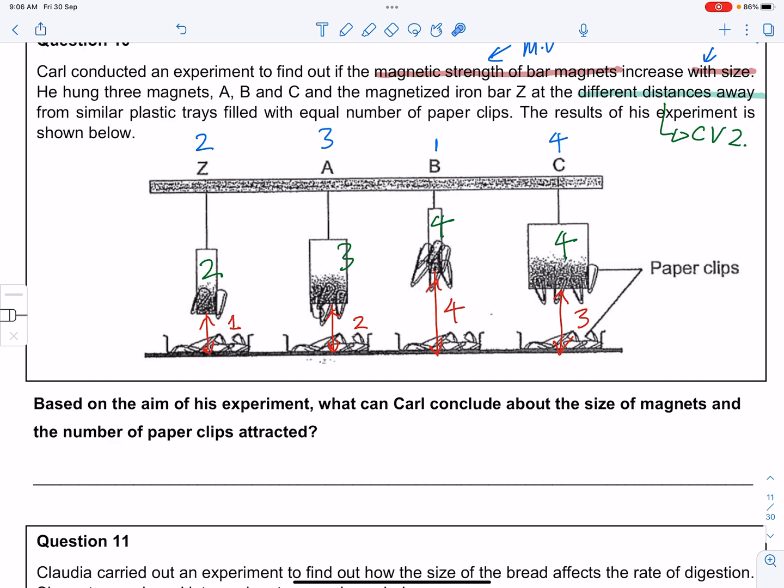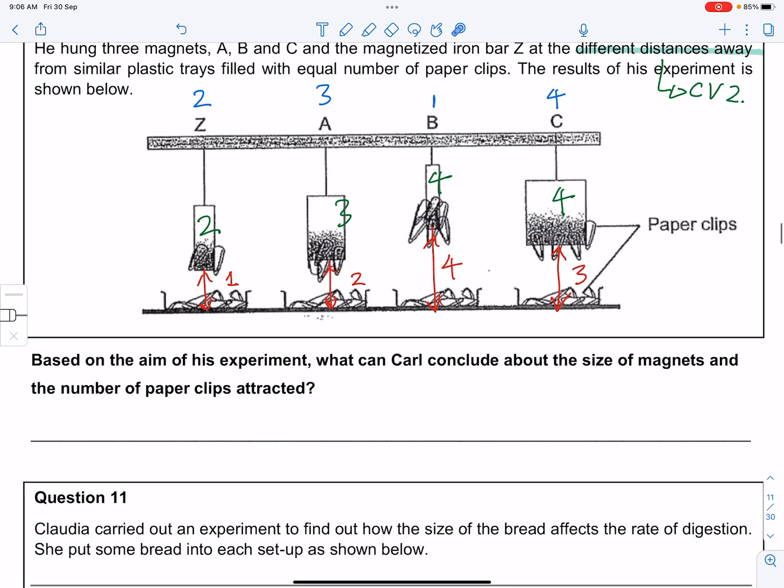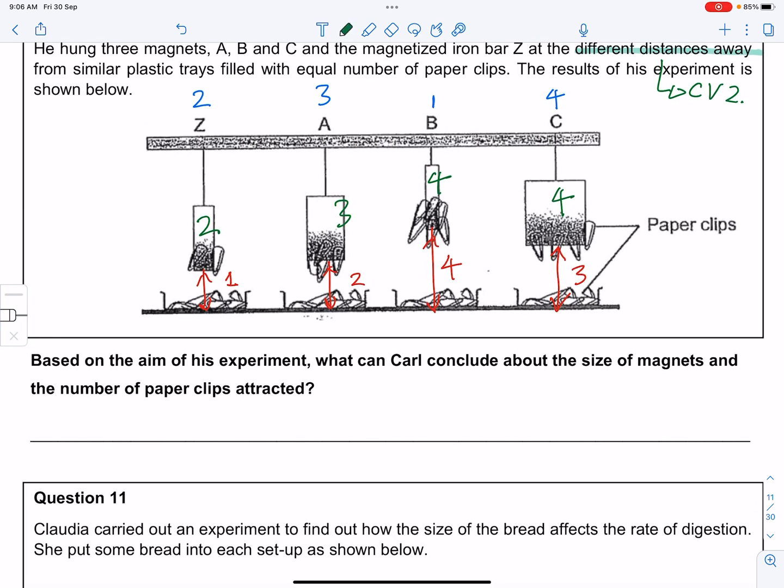This is actually smaller than this. So technically, if you tell me the smaller it is, the stronger the magnetic strength should be, then this one over here should technically attract more than this, or at least more than this amount, given that it's a closer distance. But that did not happen. So because of this, what can you conclude?